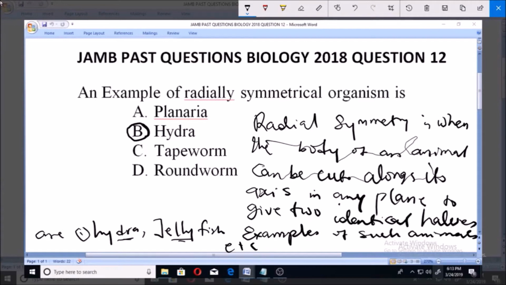So the right answer for this is B, because Hydra is a radially symmetrical organism, and this is because radial symmetry is actually when the body of an animal can be cut along its axis in any plane to give two identical halves. So good examples of radially symmetrical organisms are Hydra and jellyfish, and that makes option B the right answer for this. Thank you.